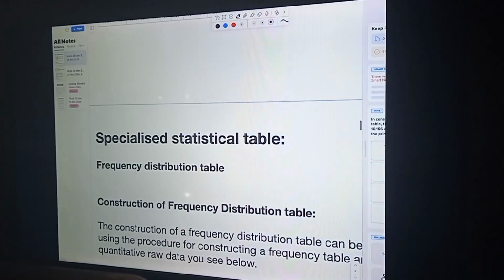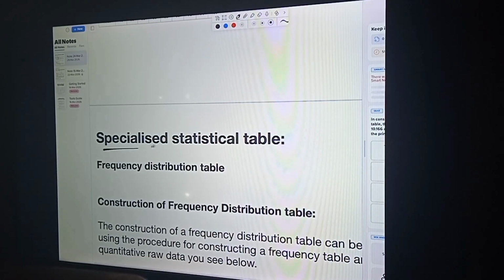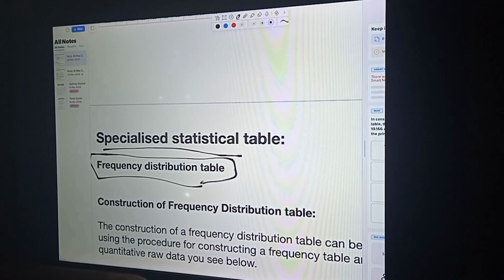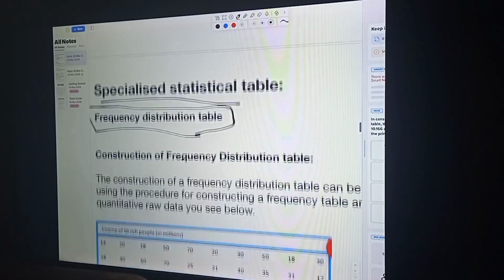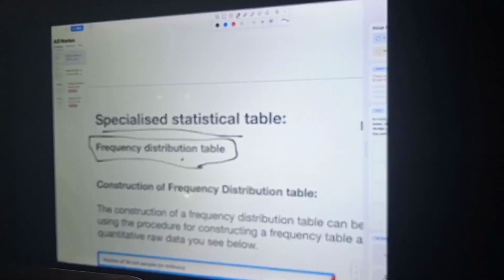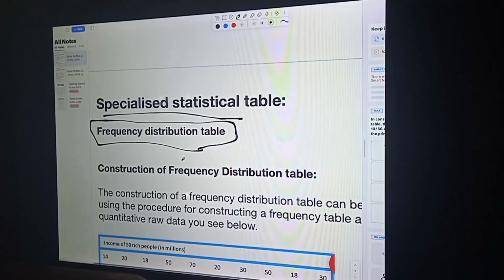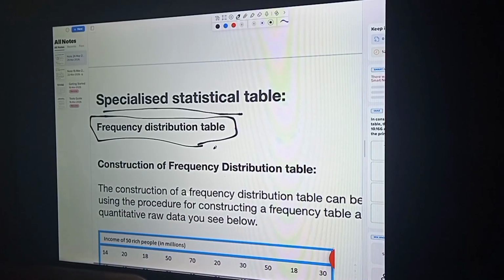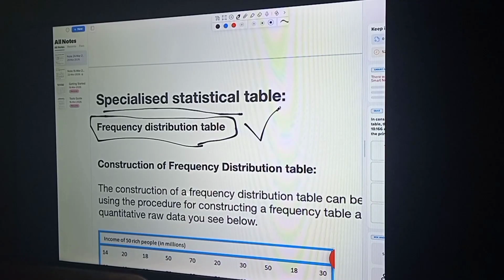But our main concern is about specialized statistical tables. So in this lecture, our main focus will be on the frequency distribution table, and here we will learn how to construct a frequency distribution table. So let's talk about the construction of a frequency distribution table.